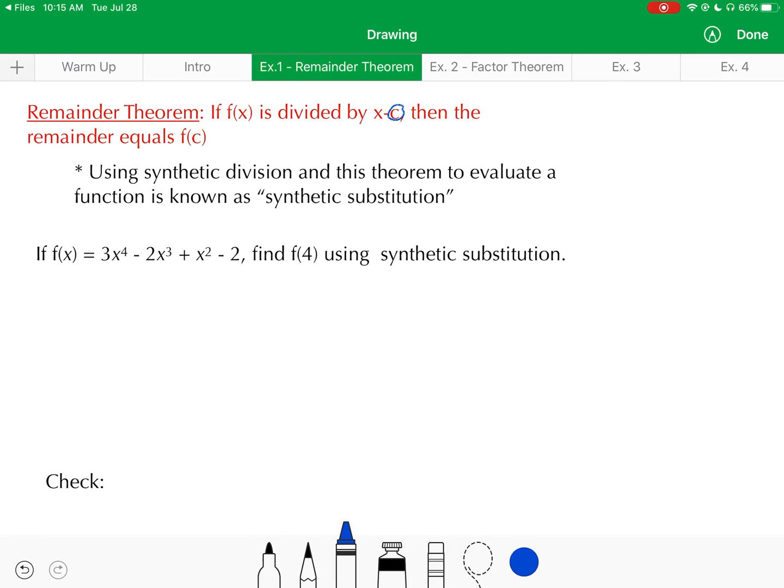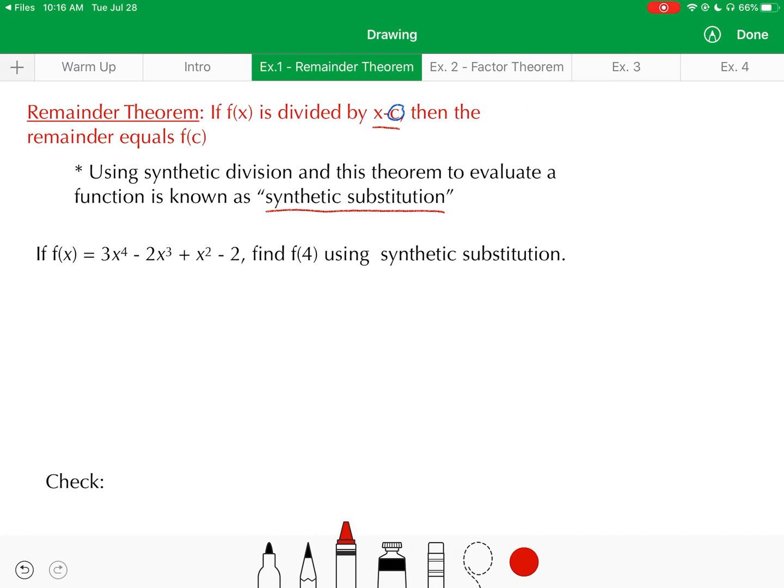Now there's two types of division that we've looked at for polynomials, both long division and synthetic division. Notice we're dividing here by a linear binomial, so this is perfect for synthetic division, okay? So altogether, when we use synthetic division in conjunction with this theorem in order to evaluate a function, that process is going to be referred to as synthetic substitution, okay? So let's see how that works with the example below.